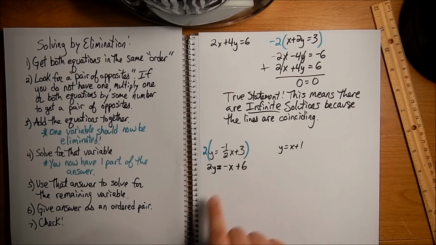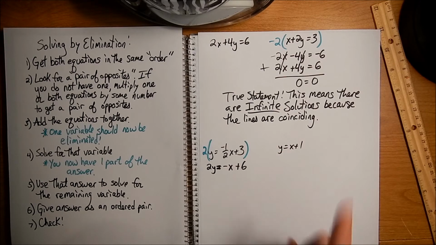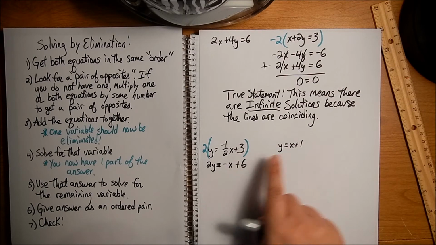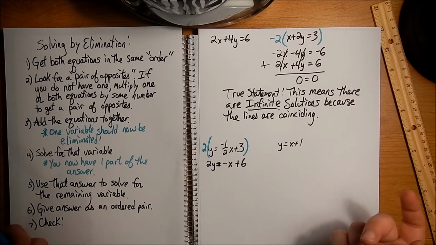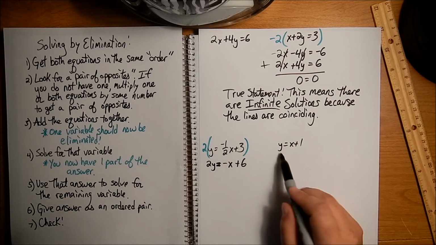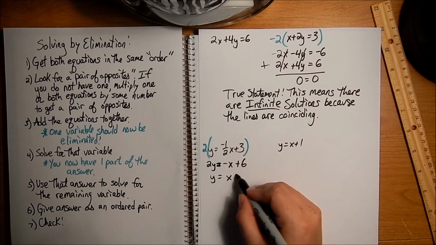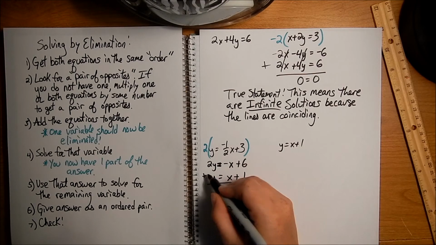Check for a pair of opposites. 2y and y. This would be really easy to make into a negative 2y. I just have to multiply by negative 2. But hold on, look. You have a negative x and a positive x. You already have a pair of opposites. You don't have to do extra work. So I have the pair of opposites. Let's rewrite this one right underneath. Y equals x plus 1. And I'm going to add them together.